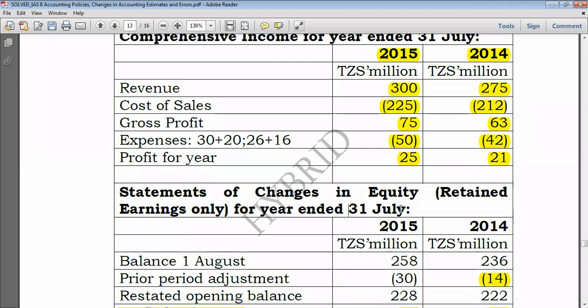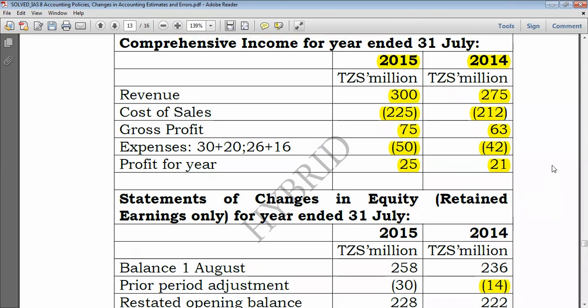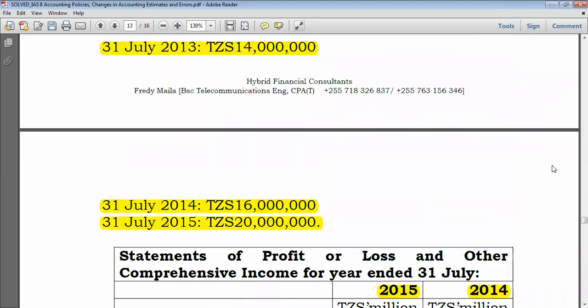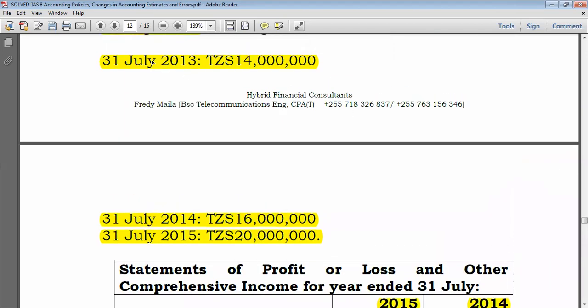The year ending 31st July 2014 starts at 1st August 2013. So we have used this 14 because we have to take the figures before 1st August 2013. And the figures before 1st August 2013 are here, this one. This is the only figure before 1st August 2013, so that's why you use 14 million.